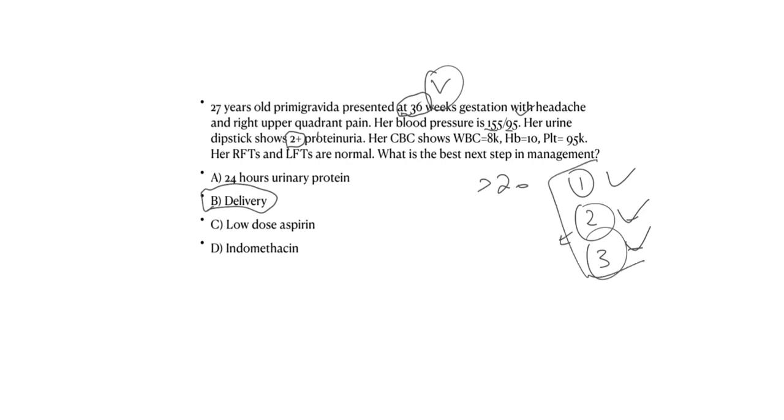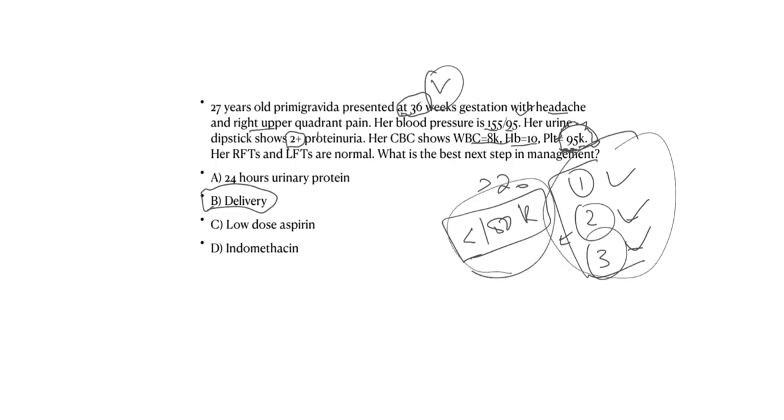Then we need to know if it is severe features or not severe features, and in order to know, we just have to read through the question. They say right upper quadrant pain, headache. They said WBC is fine. Hb is a little low, which can be due to dilution in pregnancy. Then look at the platelets. We said that if the platelets are less than 100,000, that is considered a severe feature. So this constitutes preeclampsia with severe features. Preeclampsia with severe features at 36 weeks: deliver.